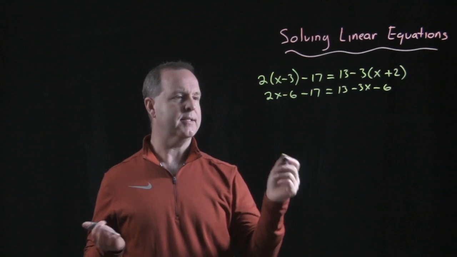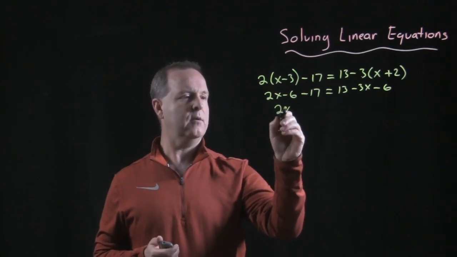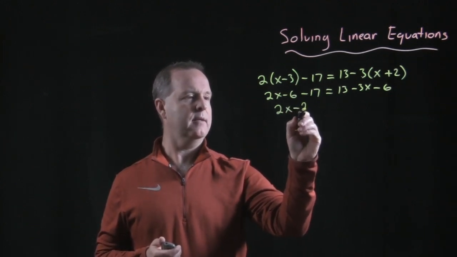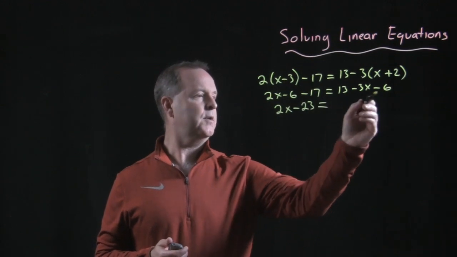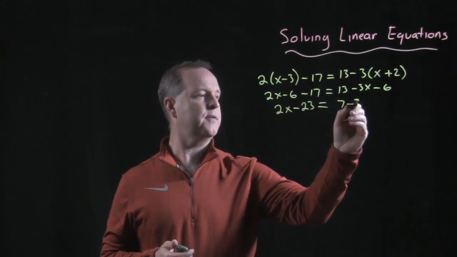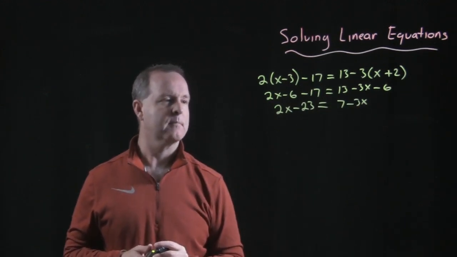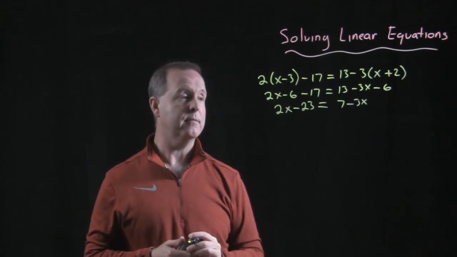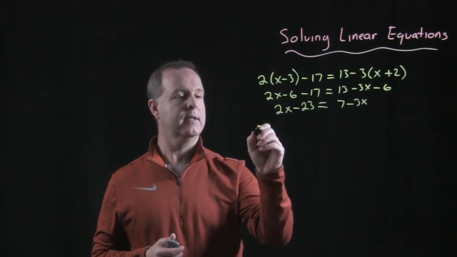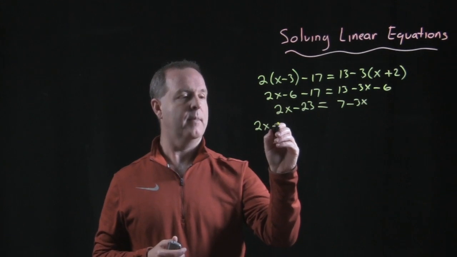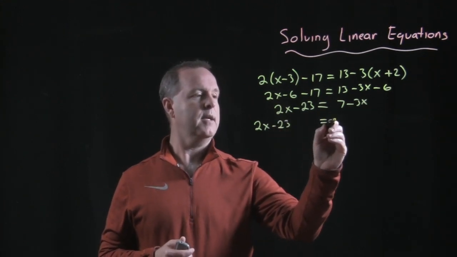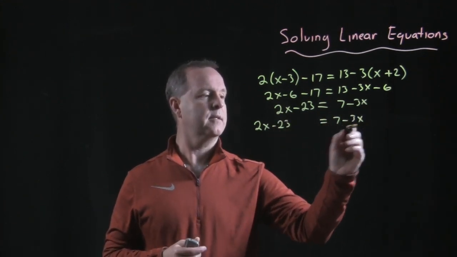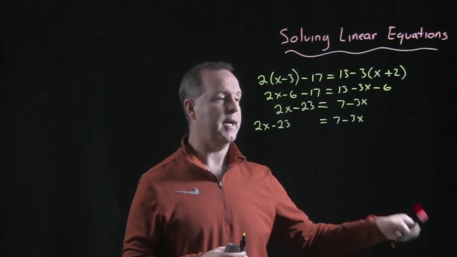All right, we can still simplify, it looks like. 2x minus a 23 equals 13 and negative 6, looks like a 7 minus a 3x. We can collect some terms now. So we have a 2x minus a 23 equals a 7 minus a 3x. I'm going to add 3x to both sides.